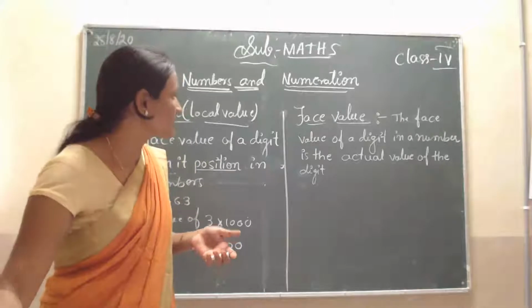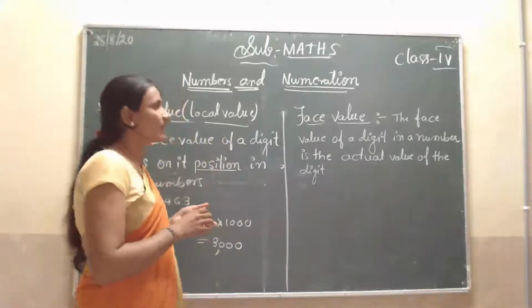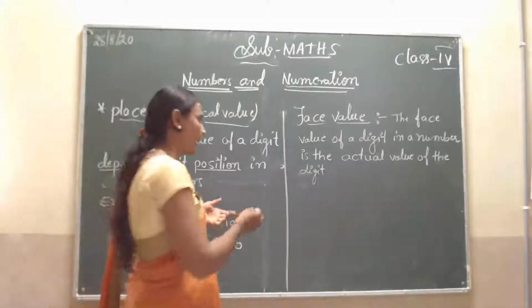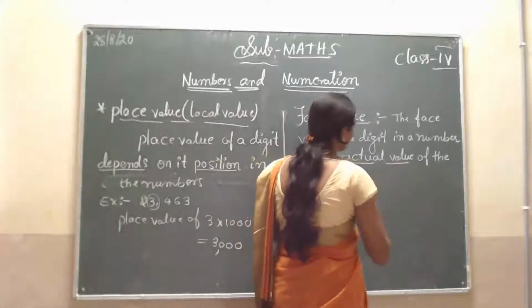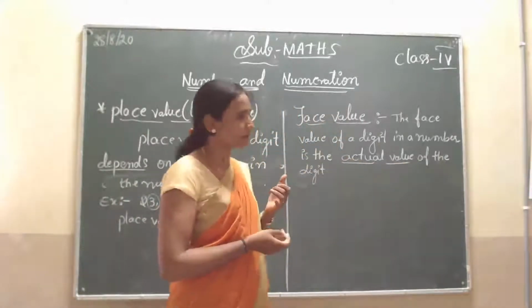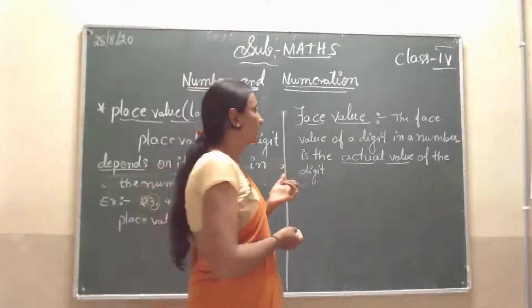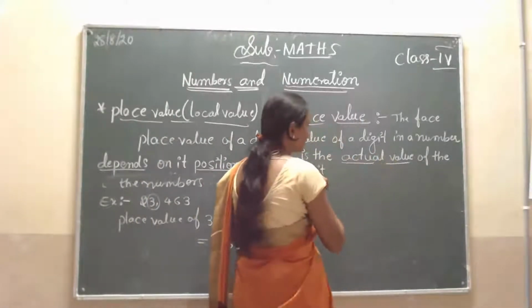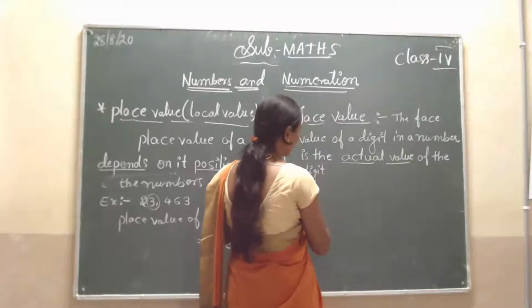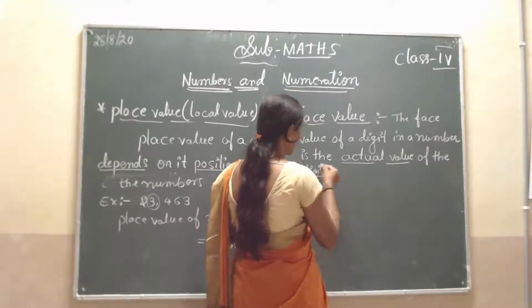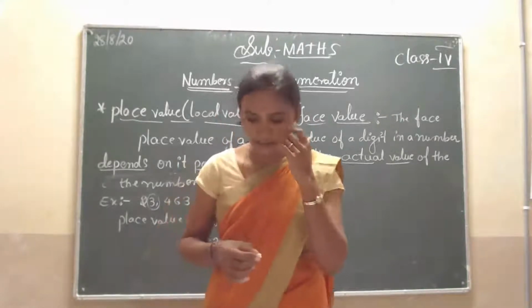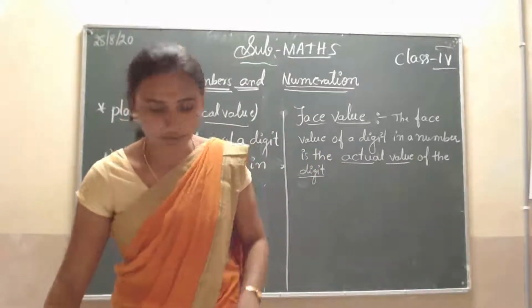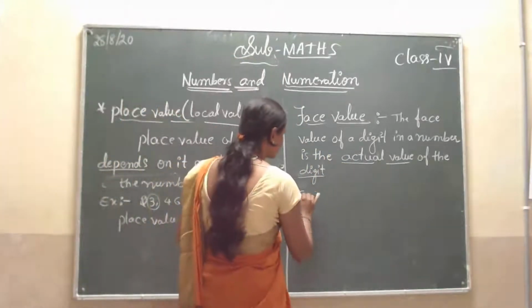Next is face value. The face value means the actual value, the value of the digit itself. The face value of a digit in a number is the actual value of the digit.